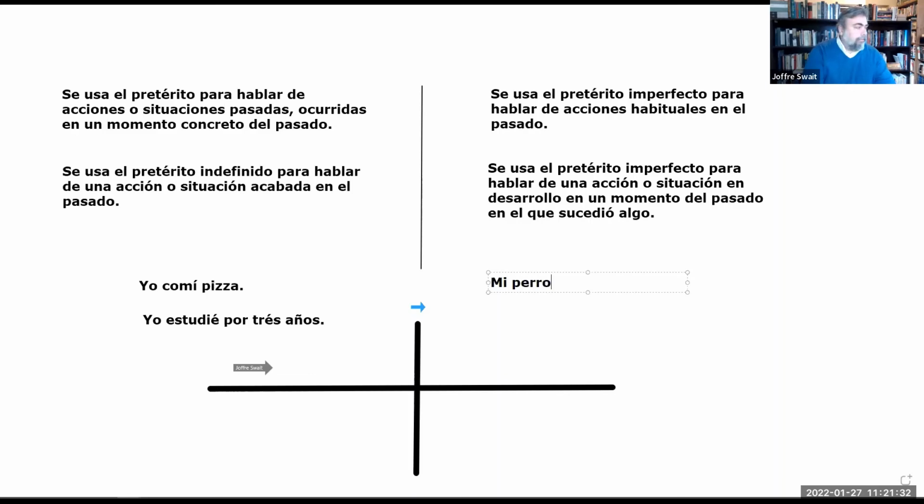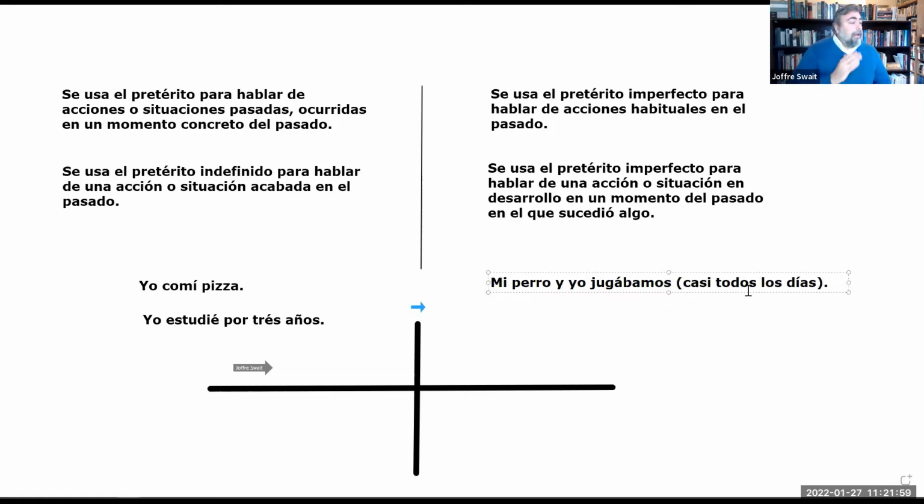mi perro y yo jugábamos casi todos los días. Okay, almost all the days, almost every day. Okay, mi perro y yo jugábamos. We can even just get rid of this, right? And it still is a sentence.